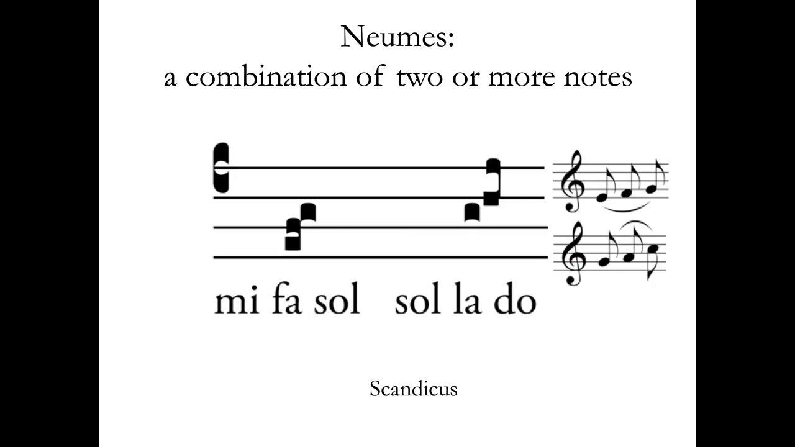The next neume is a scandicus. This kind of looks sometimes like a porrectus with a punctum in either order, but they're always grouped together, three notes together. Here's the first one. Mi, fa, sol, do, la, do.